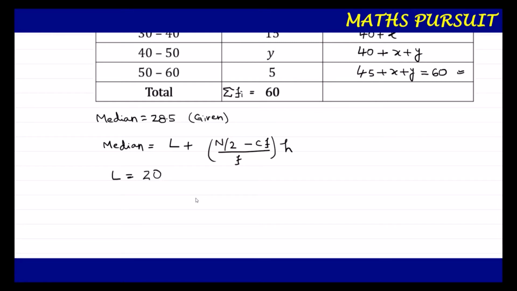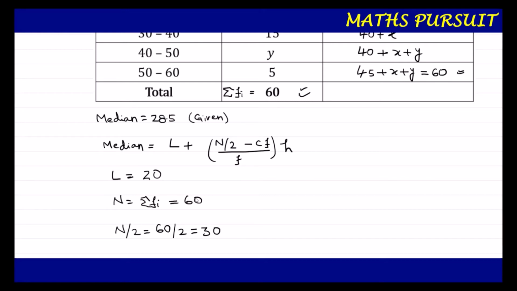Let us find the value for n by 2. We know that n is equal to the summation of frequency, which is 60 here. So we got the value of n as 60. Hence I can write n by 2 is equal to 60 upon 2, that is equal to 30. Now we got the value for n by 2.